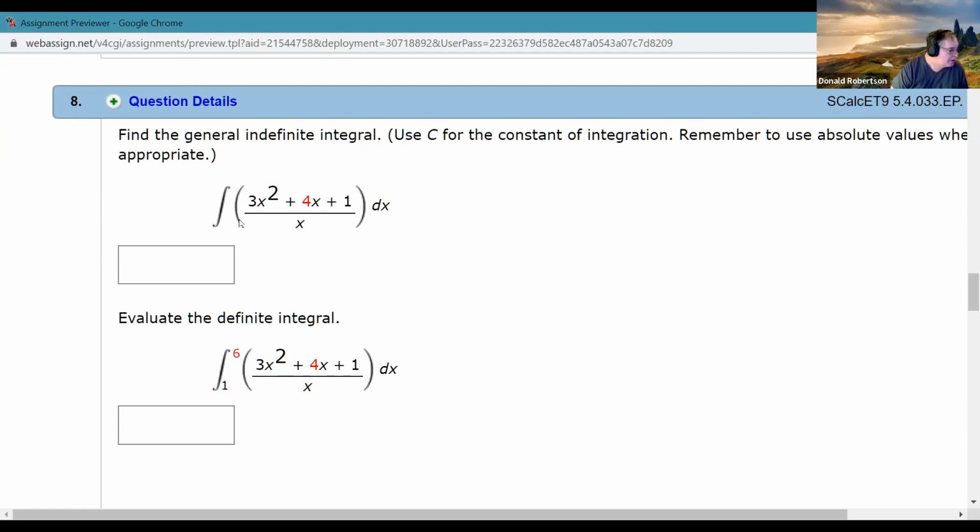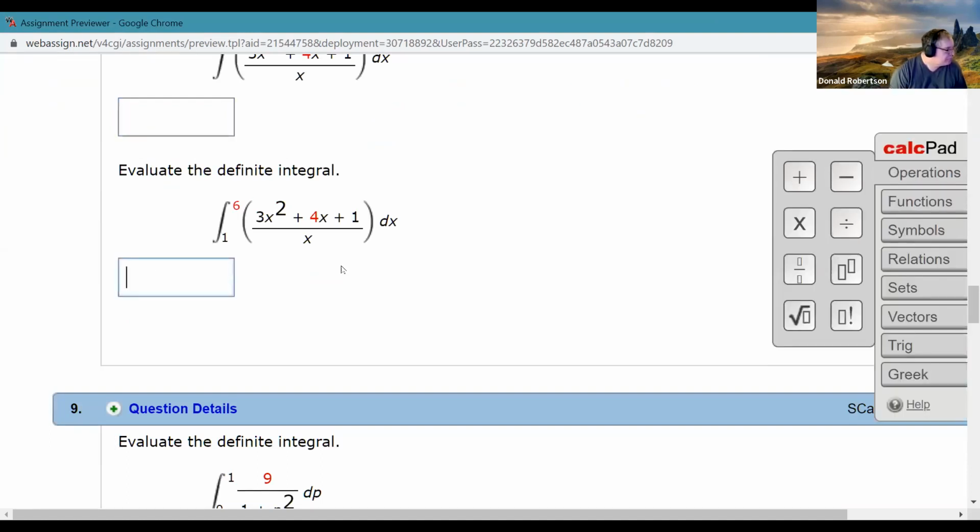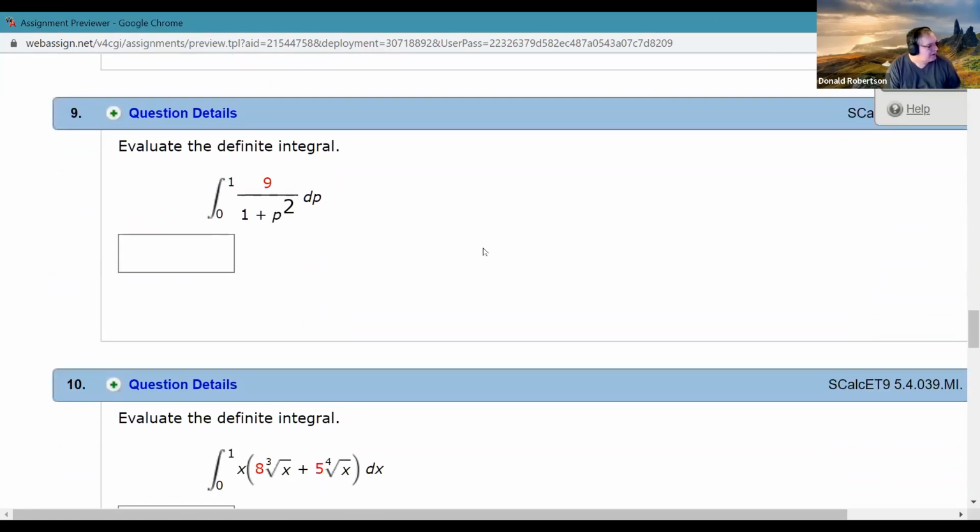What will we multiply? I'm even kind of telling you what to do here. What will you multiply 3x squared plus 4x plus 1 by to rewrite that in a form that will allow us to get antiderivatives? So in question 8, what would you multiply? Correct. X to -1. And get your general answer and then your specific definite answer.